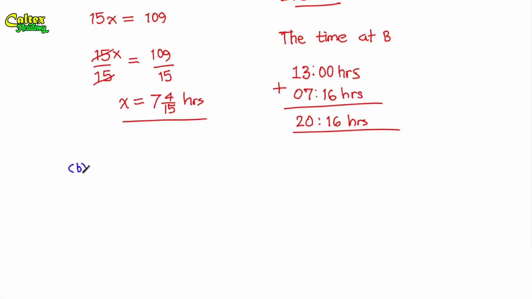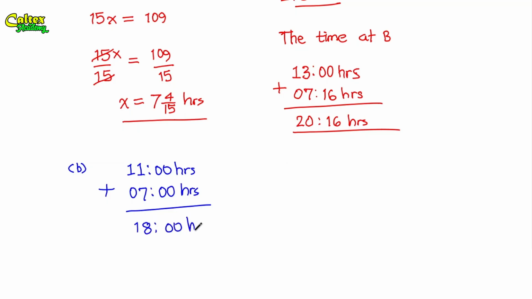So in part B of the question, we had 11 hours, and we are adding 7 hours to it. This is just direct. Our result of this addition is 18 hours. So the aircraft will arrive at point B at 18 hours if it set off at 11 hours from point A, moving in the eastern direction. So let's go ahead and look at part C of the question.